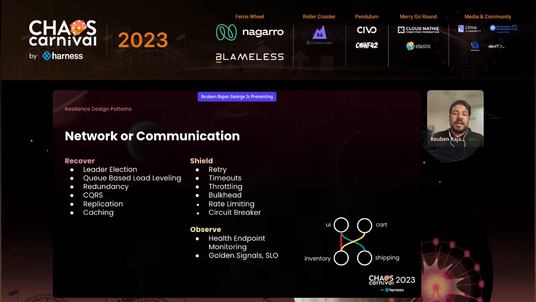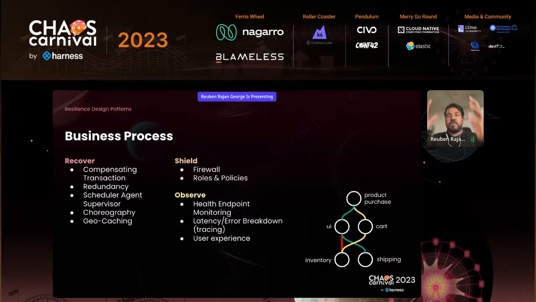Now, let's go a little higher. This is now talking about the more global, the more zonal level fault tolerance. And here are some design patterns. At a business process level, we are looking at, say, product purchase as an example. This includes these application function groups deployed into, and we're going to take the example of redundancy. That's the simplest example.